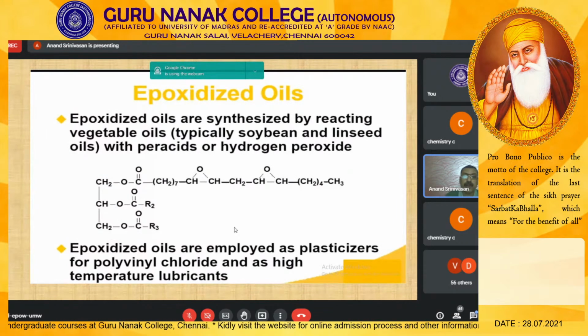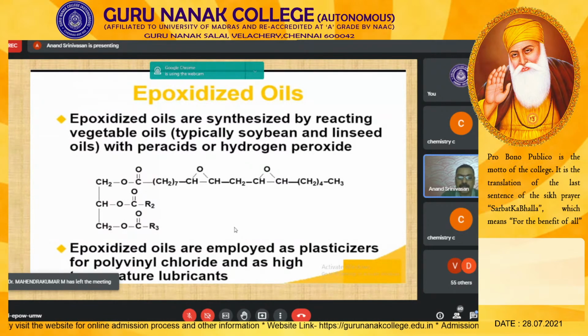Then you can also use epoxidized oils. They are synthesized by reacting vegetable oils, especially soybean or linseed oils, with peracid or hydrogen peroxide. So that is called epoxidized oils, which again are used as a plasticizer. So plasticizer is another material which reduces the viscosity of your stiff polymer. In fact, the conventionally used plasticizers are diglycidyl phthalate and dioctyl phthalate, which are very much toxic. They are highly carcinogenic. So the use of such materials should be avoided.